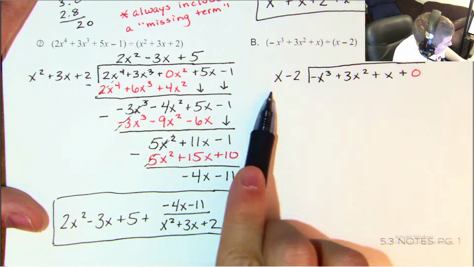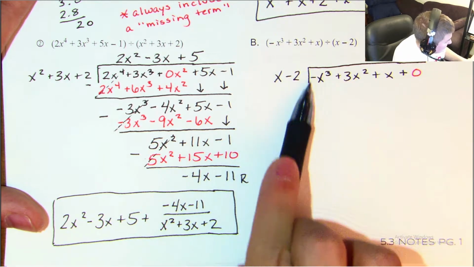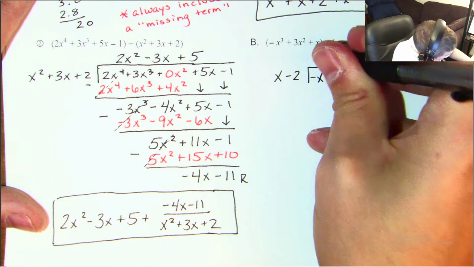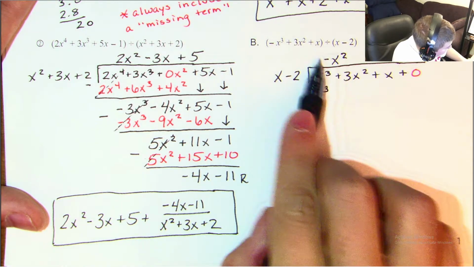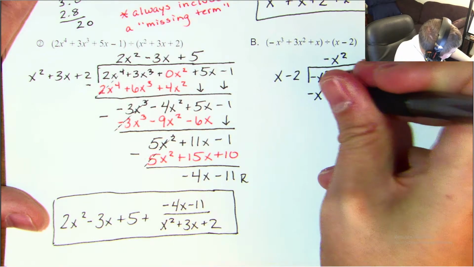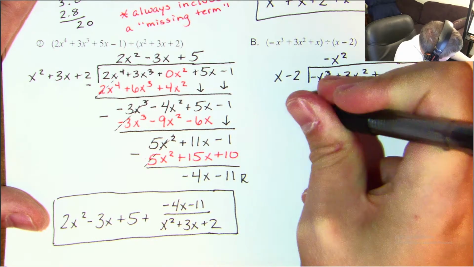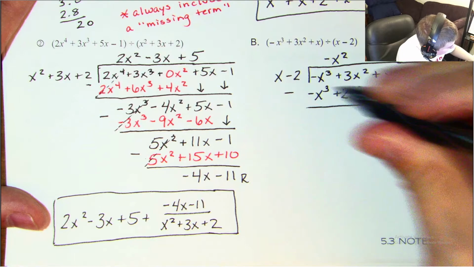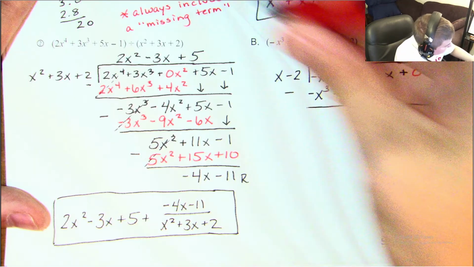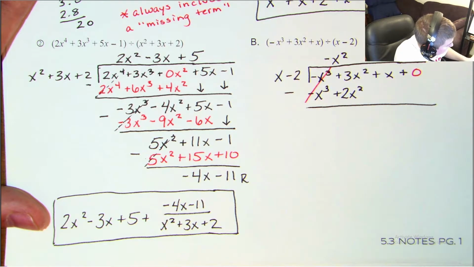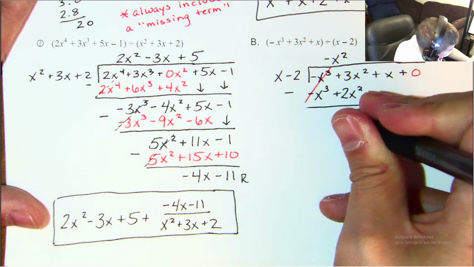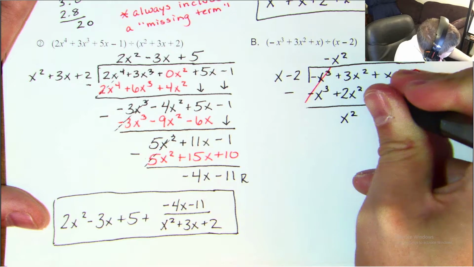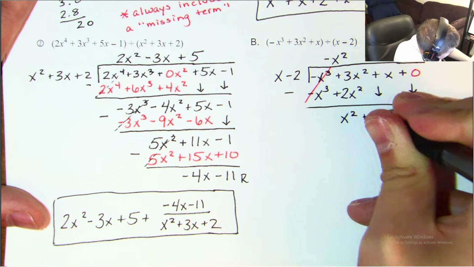Okay, what do I have to multiply x by to become negative x cubed? Negative x squared. And then negative x squared times negative 2 is plus 2x squared. I'm going to subtract. Okay, and these values here are going to cancel. 3x squared minus 2x squared is x squared. And nothing to do with these, so I'm going to bring them down.